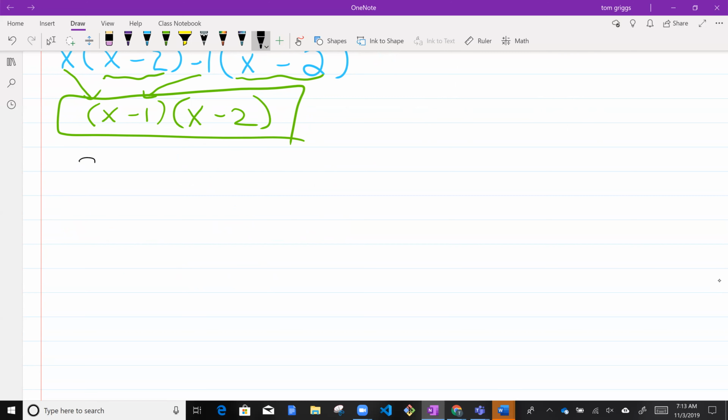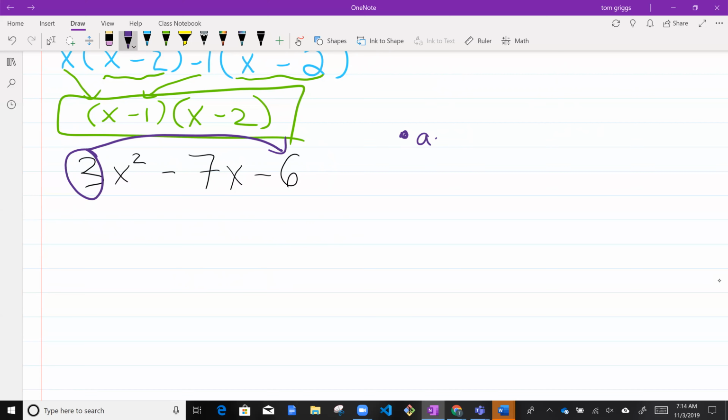Problem 3. It's a little bit tougher because that lead coefficient is greater than 1. Again, A times C. Looking for two numbers that multiply together to give us negative 18 and add together to give us negative 7. Negative 9 plus 2. Negative 9 times 2 works.